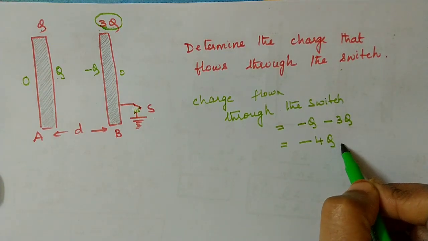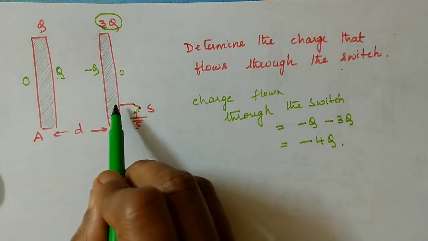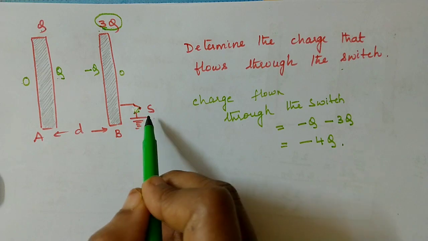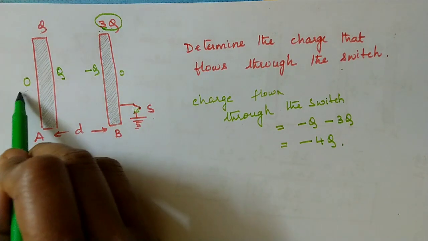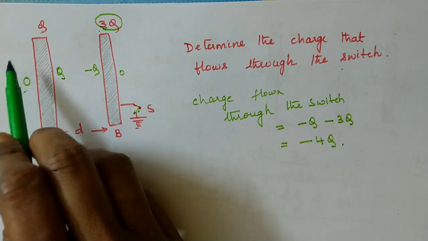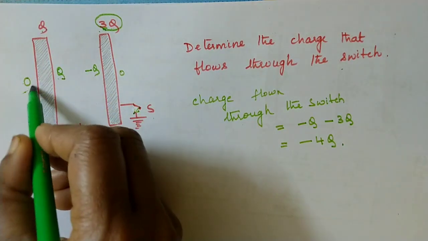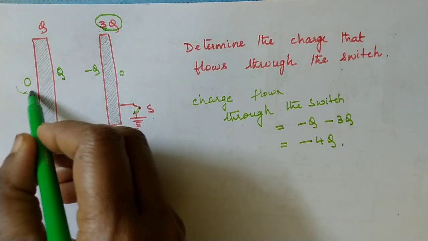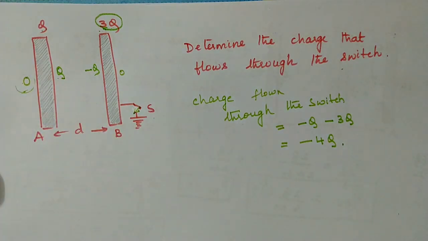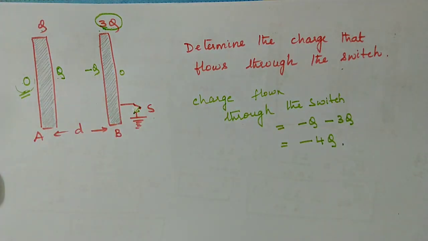Again I repeat, use this shortcut method. If even one of the surfaces of the plates is earthed, charge on the outermost surface will become 0, because earthing will pull the charges towards itself, so that the charge on the outermost plate becomes 0. So if you remember this, then distribution of charge becomes easy.